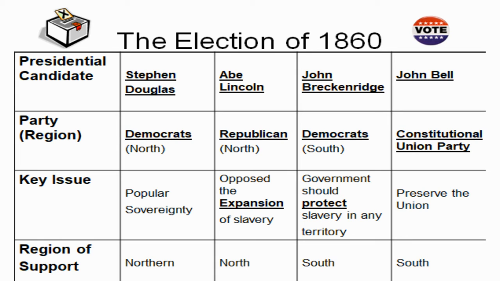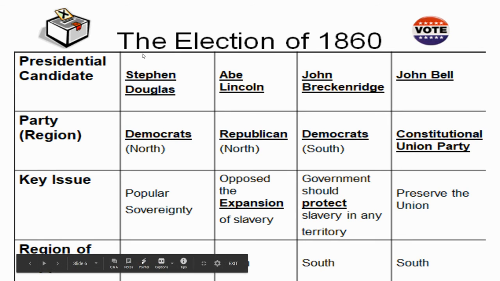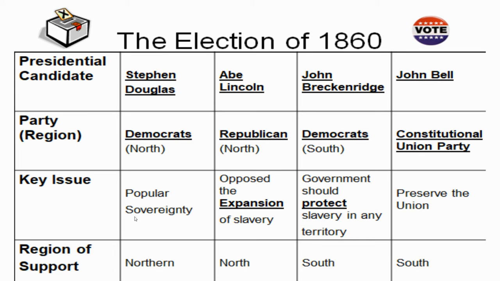Now, in this election, we have four main candidates. We've got Stephen Douglas. We've heard about him before. His big idea is popular sovereignty. He wants the people to be able to choose if they have slaves or not, North or South. Okay. And he was part of the Democrat Party in the North.